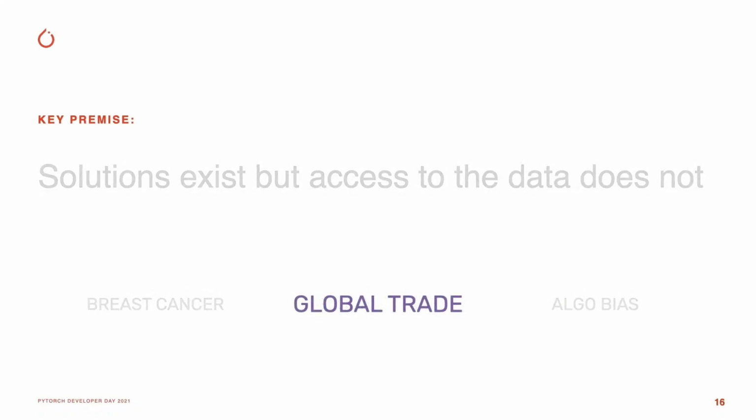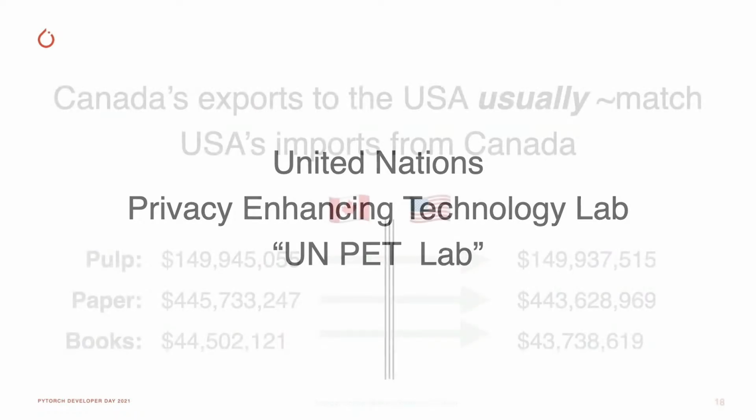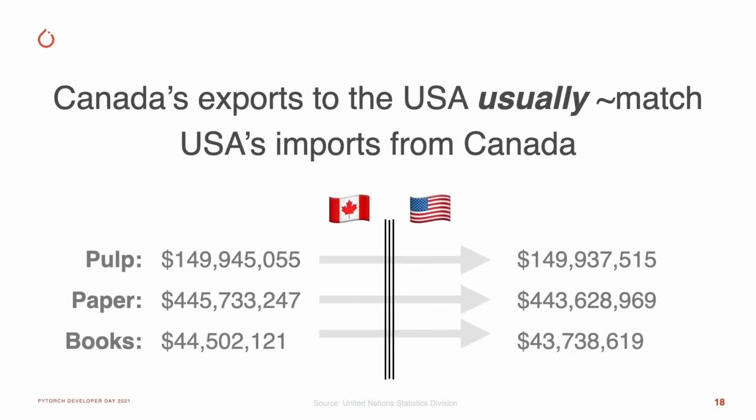And I want to talk about one more use case real quick before we talk about the actual technology. This use case comes from the United Nations Privacy Enhancing Technology Lab, or the PET Lab, which is a new body that is piloting a lot of the technologies that we're going to talk about today. Specifically, they're looking at a trade-related use case.